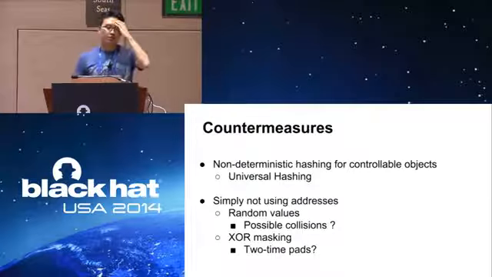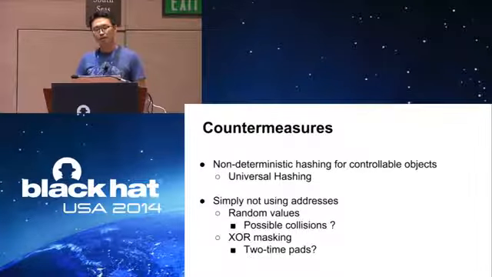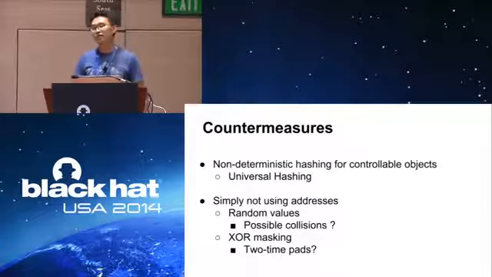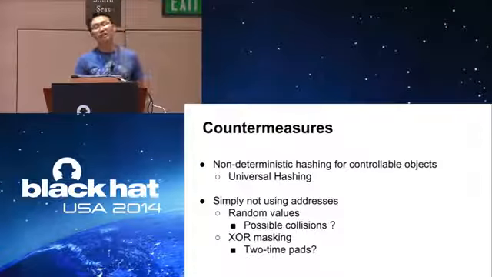The other countermeasure is to simply not use the addresses. The first option is to use random values instead of memory addresses. But there is a low chance of collision, because the key space is not really big like in crypto. Crypto talks about 2 to the 128 or 2 to the 256, but here we are talking about 2 to the 32 or 2 to the 16.